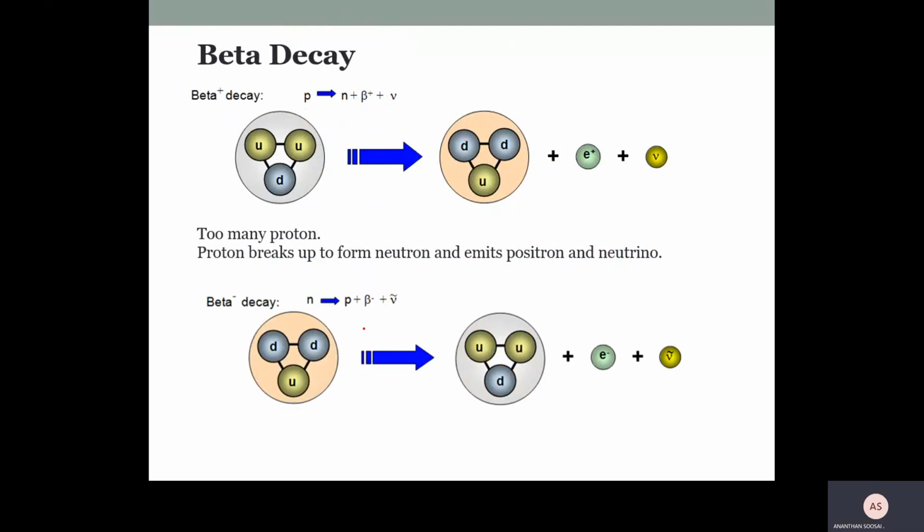Beta decay, neutron changes to proton. What happened? One down quark changes to an up quark. Neutron changes to proton: beta negative, antineutrino. These two are very famous formulas frequently asked in exams. Proton changes to neutron, neutron changes to proton. When that happens, what quark changed to what quark?